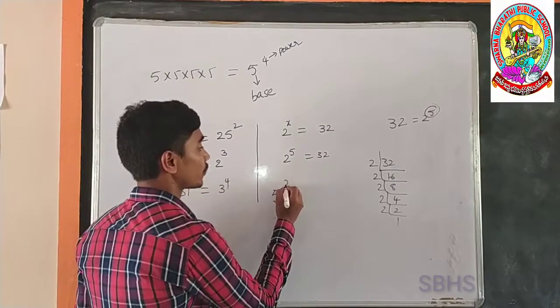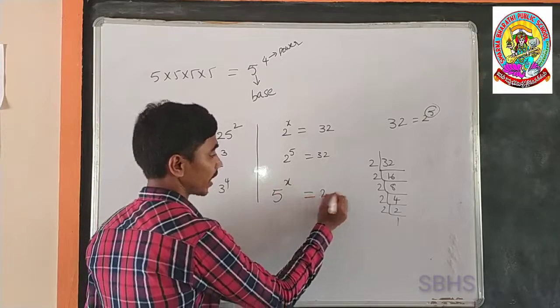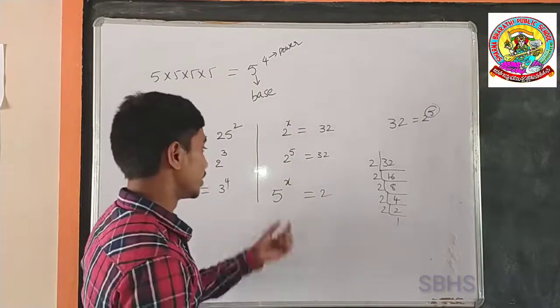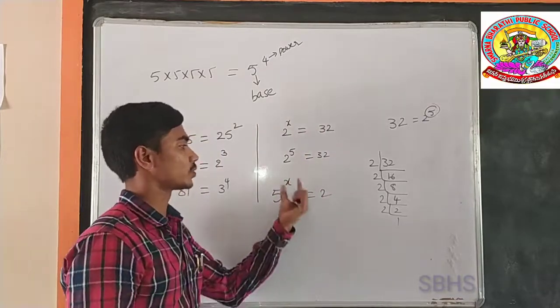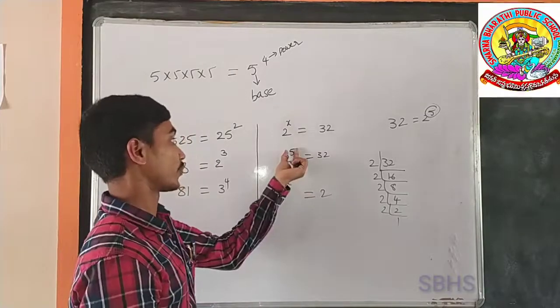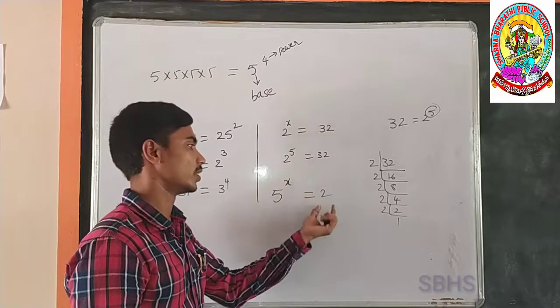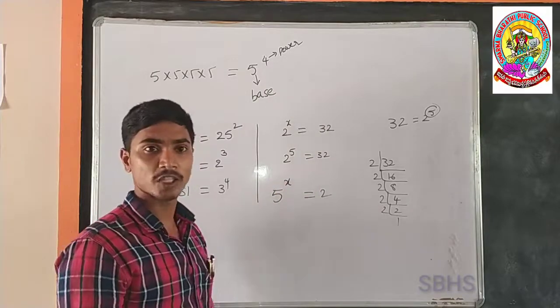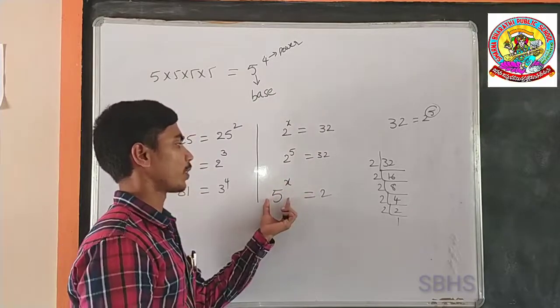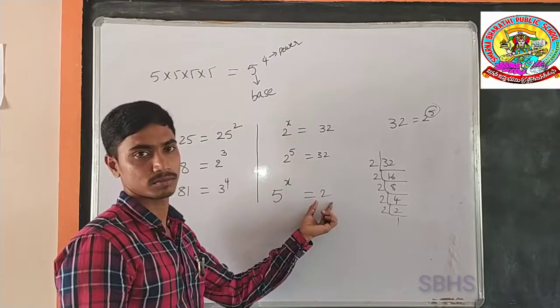Now 5 to the power of x is equal to 2, I have written. Here how many times should 5 be raised to get the value of 2? Here 5 is an integer, but 2 is not obtainable as an integer power of 5. It is impossible to express 2 in powers of 5.